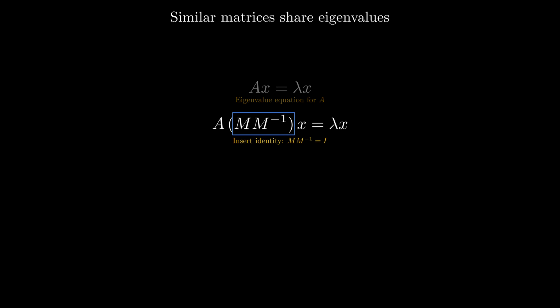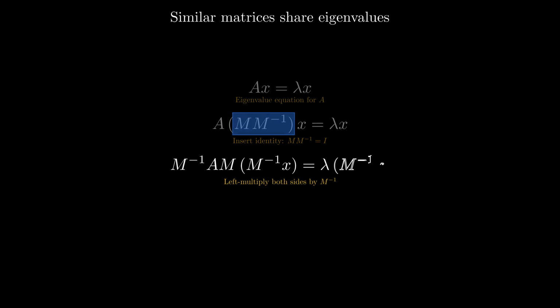Why must eigenvalues survive? Here is the proof in 4 lines. Start with the eigenvalue equation. Ax equals lambda x. Now insert the identity M times M inverse between A and x. This changes nothing since M times M inverse equals the identity. We get A times M times M inverse times x equals lambda x. Next, left multiply both sides by M inverse. On the left, we have M inverse A M acting on M inverse x, but M inverse A M is exactly B. So the left side becomes B times M inverse x, and the right side becomes lambda times M inverse x.